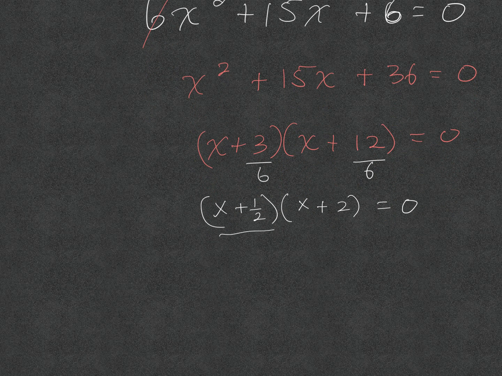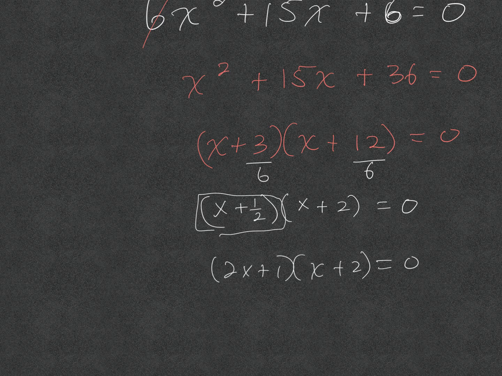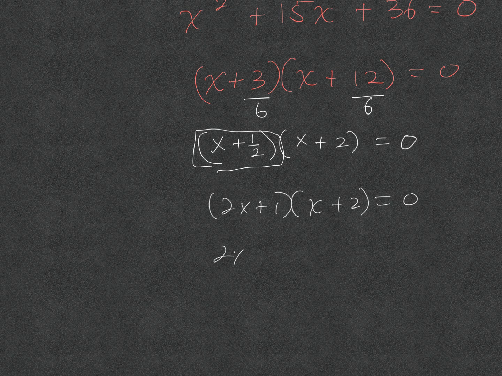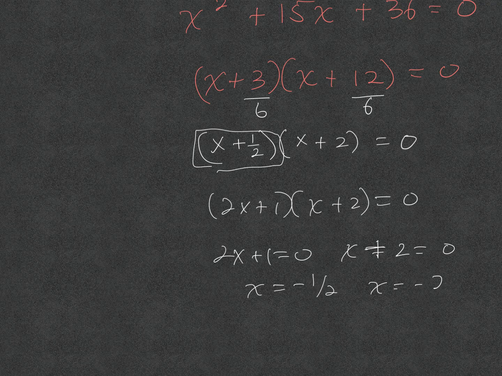We're going to multiply the first one by 2. So we're going to have 2x plus 1, x plus 2, look at that. We get the same answer because 2x plus 1 has to equal 0, and x plus 2 has to be equal to 0. We get x is equal to negative 1 over 2, and x is equal to negative 2. And those are the answers.